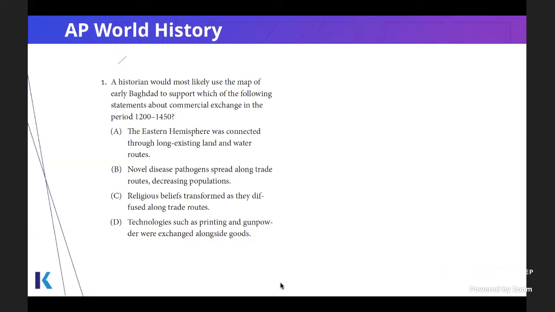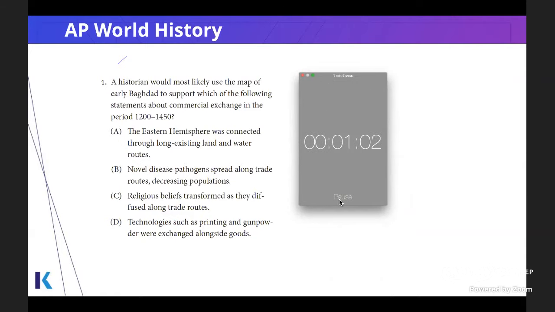I'm going to give you 1 minute so that you can take literally a minute to read this question and answer it. I will be quiet during that time, and then we'll talk about it. Go ahead and look at this question for 1 minute.